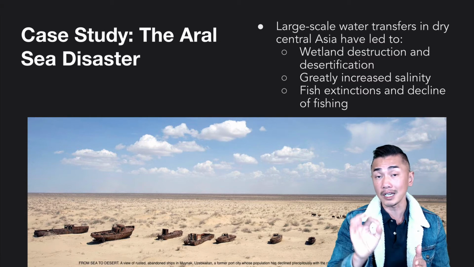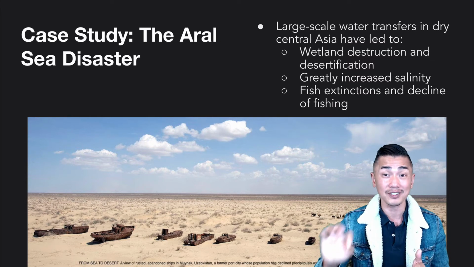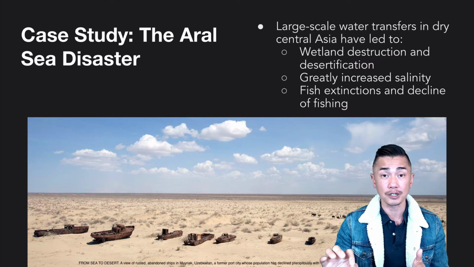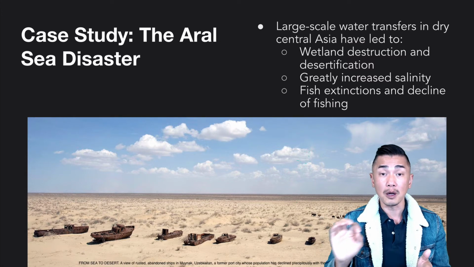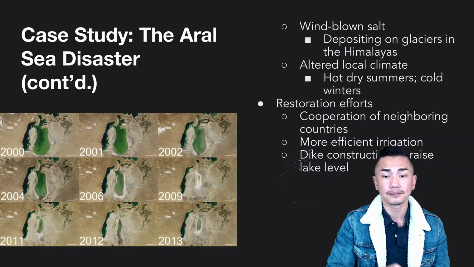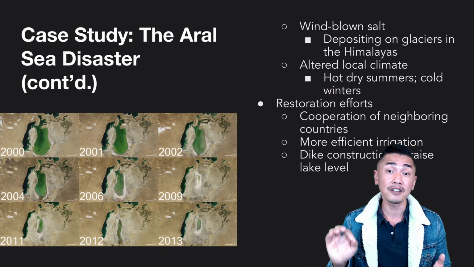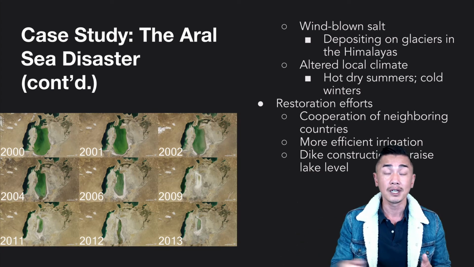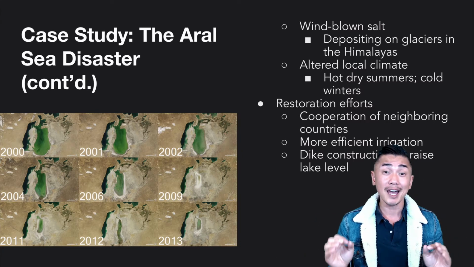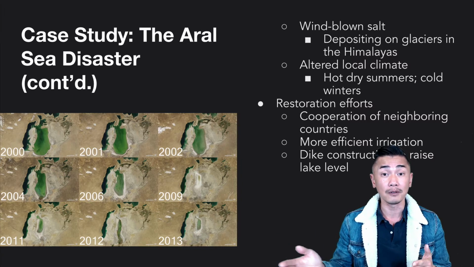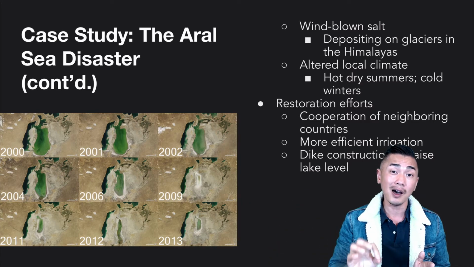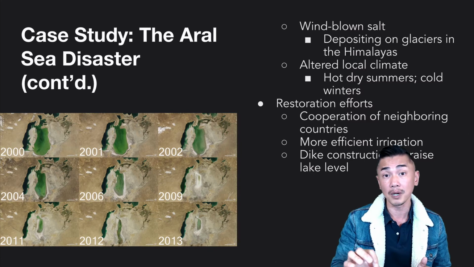It's also caused increased salinity in the water that's left in the sea, and it's also caused fish extinctions and declines in fishing. The photo below shows abandoned boats on the old shoreline of the sea in Uzbekistan. The shrinking of the Aral Sea has had far-reaching consequences as well. Wind has blown salt as far as the Himalayan mountains, where it's been deposited on glaciers, contributing to their melting.